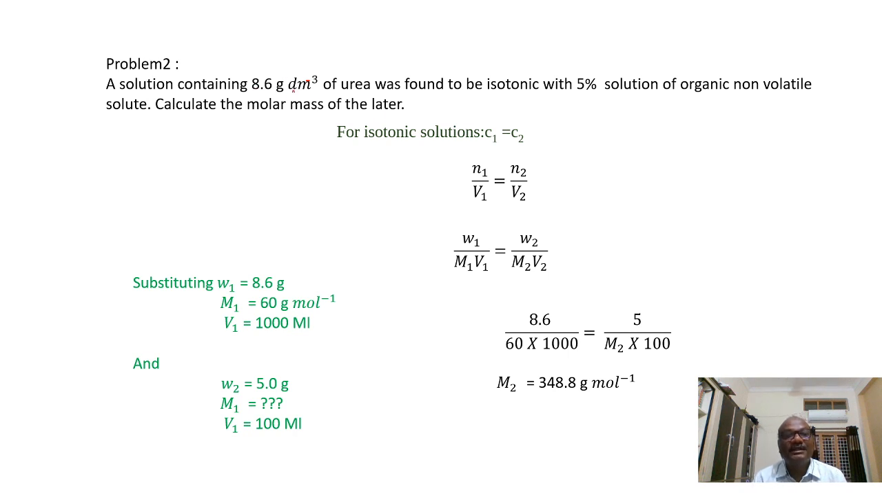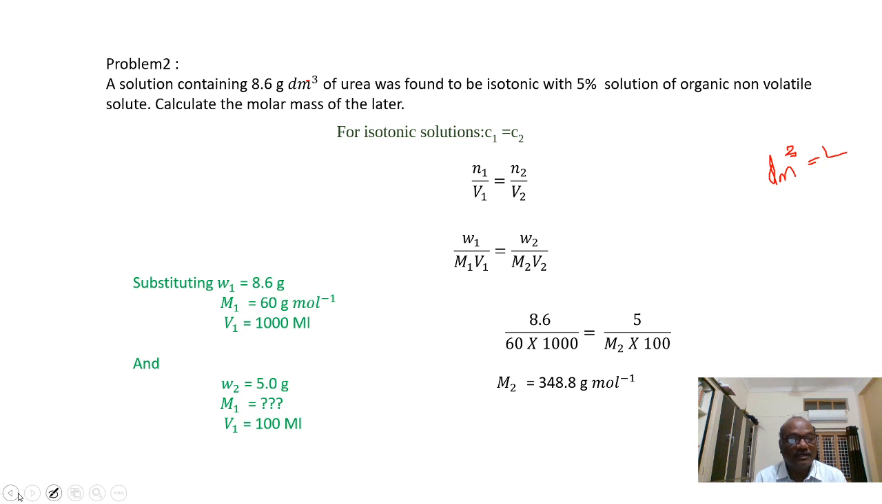8.6 grams decimeter power minus 3. Do you know the meaning of decimeter cube? Decimeter cube is nothing but 1 liter. So it is 8.6 gram per liter of urea. That is the first solution. Now this solution is isotonic with another solution, a 5% solution of organic solute. Both are isotonic, so you have to calculate the molecular weight of the latter.